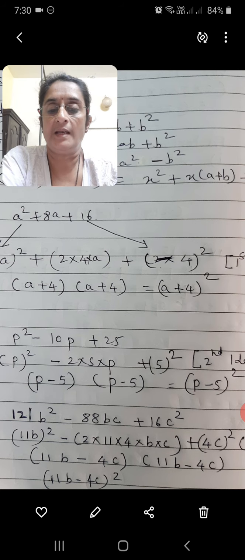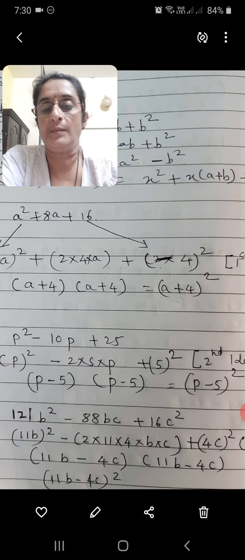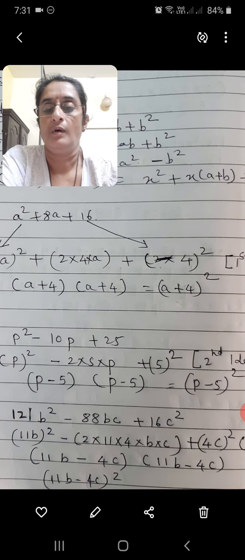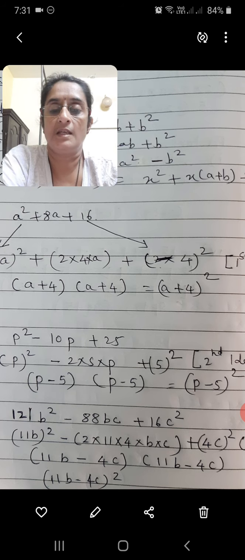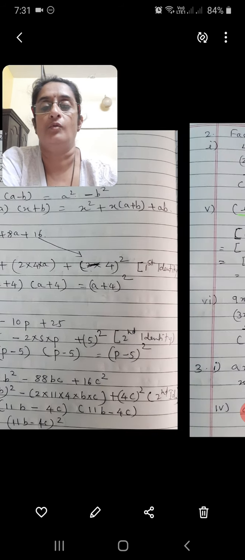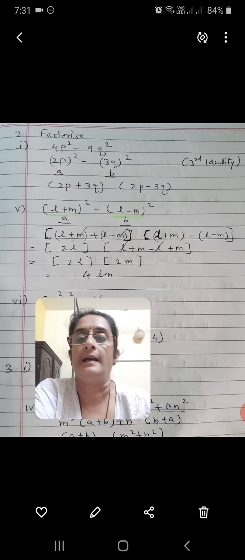Now we'll split the middle term. 88 means what? 2 into 11 into 4, and bc is b into c. Now take the first term, that is 11b, and the last term 4c. So once you put 11b minus 4c and 11b minus 4c, it is a square of 11b minus 4c. Let us go to one more question of that, where the next identity is used.